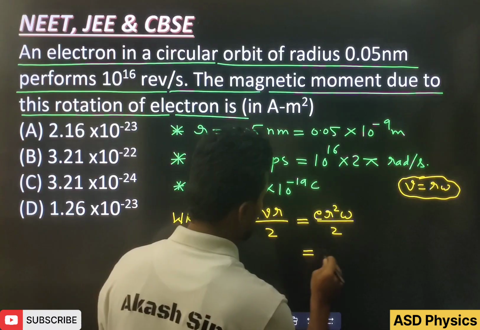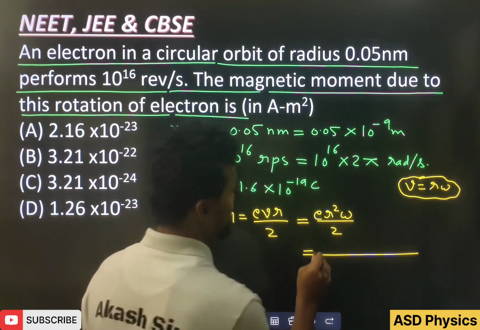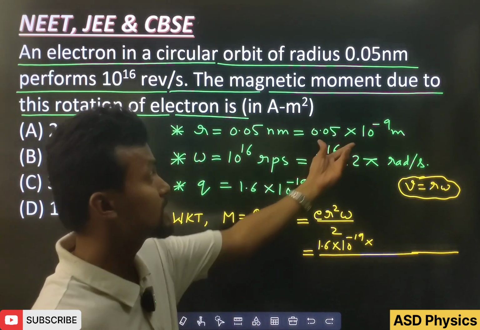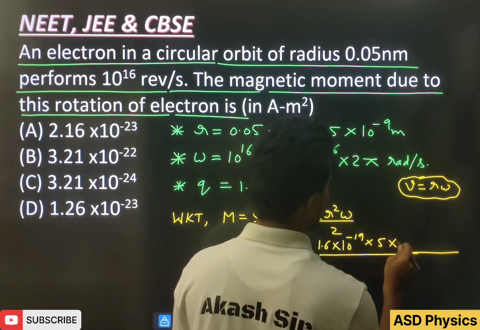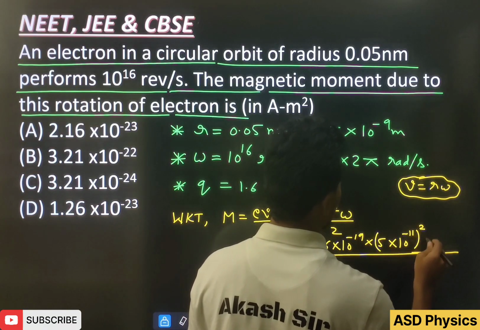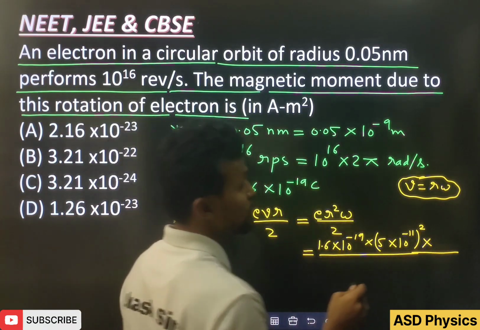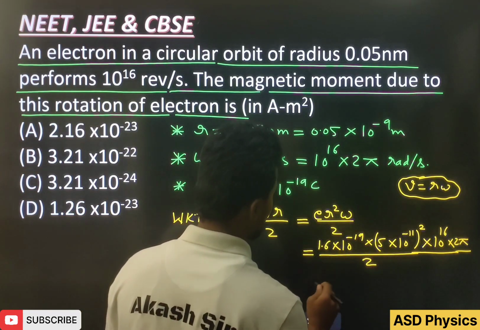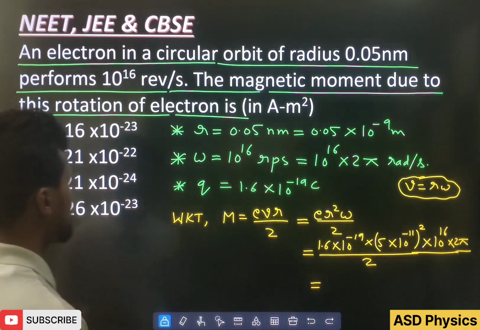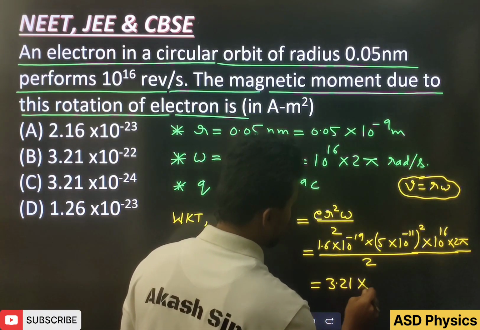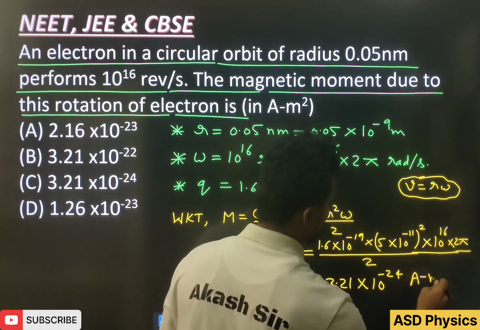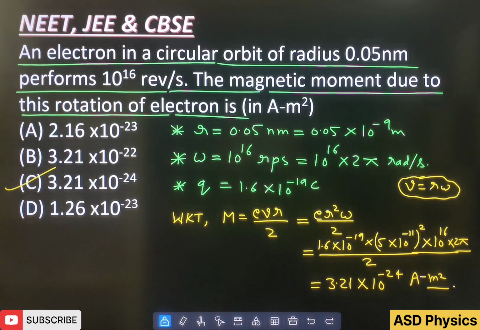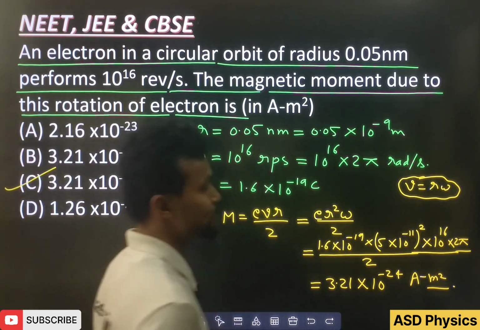Then after that, I will just put here the values. E value is 1.6 into 10 to the power minus 19 into R value, what is given here, I can write 5 into 10 to the power minus 11 squared, into omega value, 10 to the power 16 into 2 pi, by 2. Somewhat calculation based question. So we just have to do the calculation, and when you do it, you will get the answer 3.21 into 10 to the power minus 24 ampere meter square. You can write joule per Tesla also, not a problem. The correct option will be option C. I am just teaching you the basics. Okay, great.